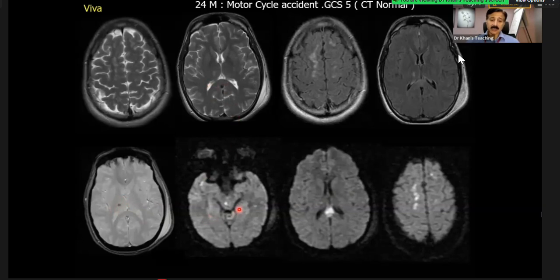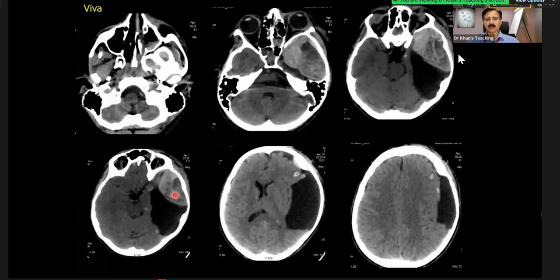Actually, diffuse axonal injuries can also show restricted diffusion. And this is then in the splenium, this is up in the gray white matter junction in the midbrain also. So just wanted to tell you that they can also show restricted diffusion. But having said that, SWI is the main thing you have to remember.